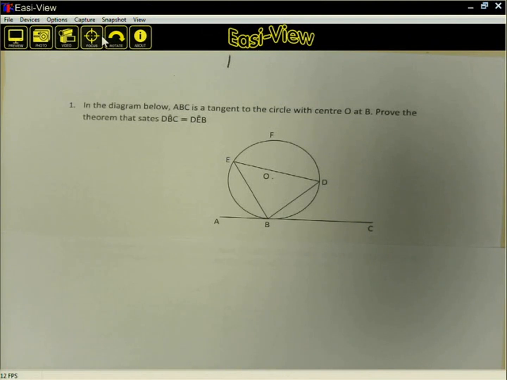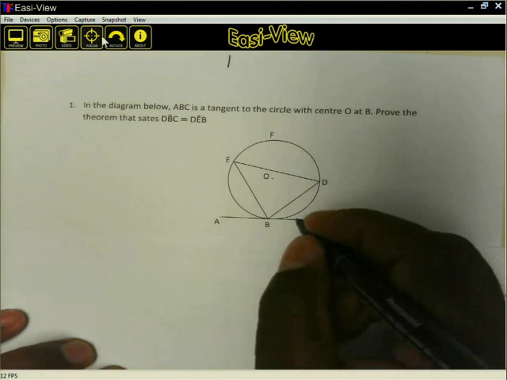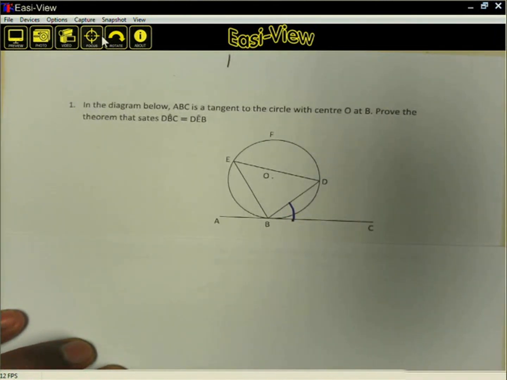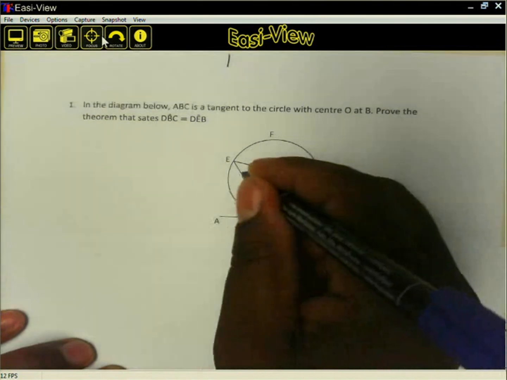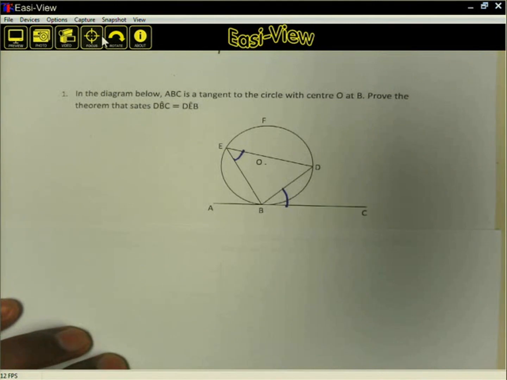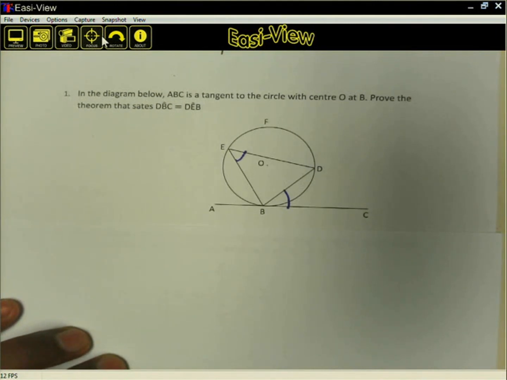In the diagram below, ABC is a tangent. You can see ABC, that line. ABC is a tangent to the circle with center O at B. Prove the theorem that states angle DBC. We've got to prove that this angle DBC, let me mark it, is equal to angle DEB. The two angles that I've marked must be equal. So that is what we are required to prove.